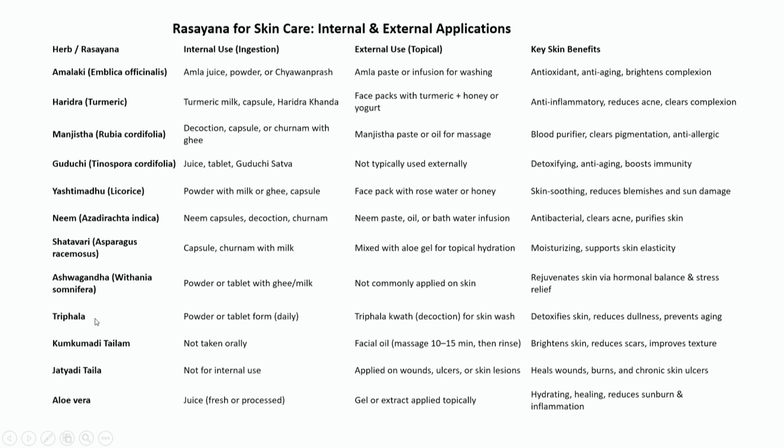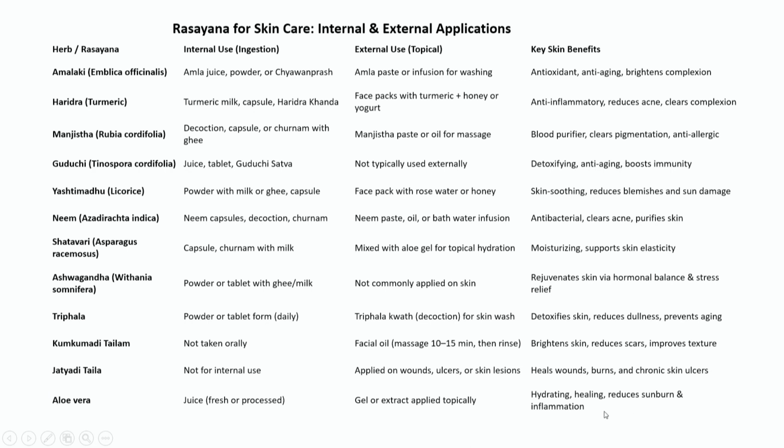You see, for example, Triphala is used as a mild purgative also in Ayurveda. It detoxifies the skin, reduces dullness and prevents aging. Triphala is a rasayan, the best rasayan. Haritaki, Bibhitaki, Amla in the mixture is the best rasayan. Kumkumadi Tailam is an Ayurvedic oil, it increases the brightness of the skin, reduces scars and improves texture. And Jatyadi tel heals wounds, burns and chronic skin ulcers. This is the wound healing ointment. Like silver sulfadiazine, which we use in allopathy, in Ayurveda we use Jatyadi tel or Jatyadi ghrita.